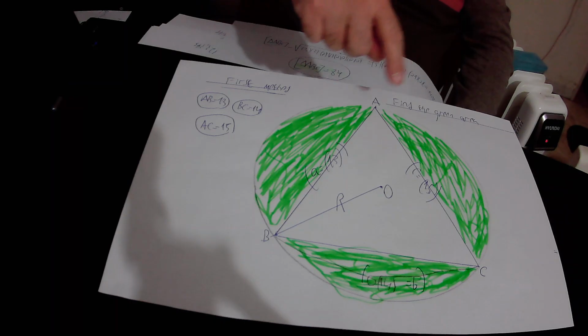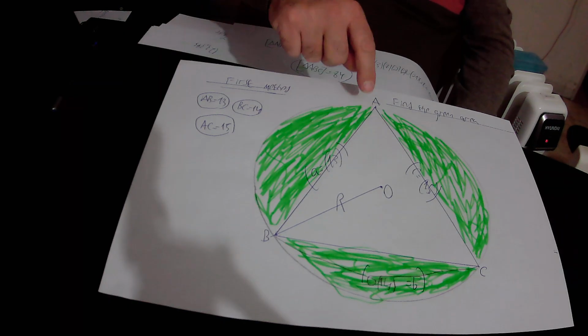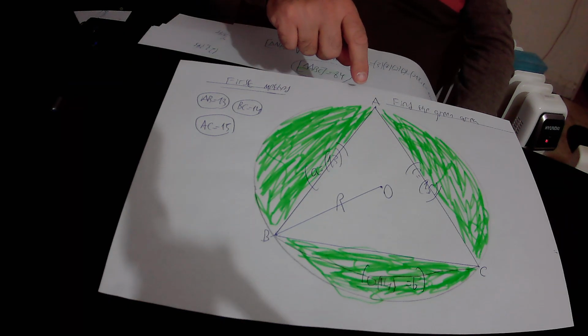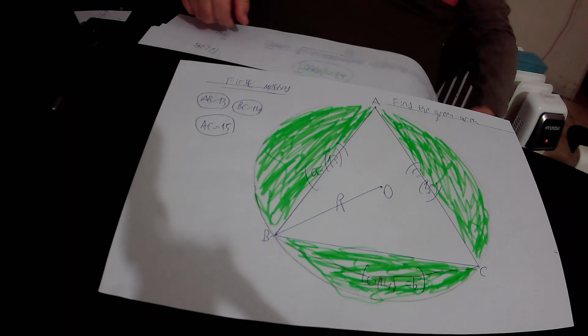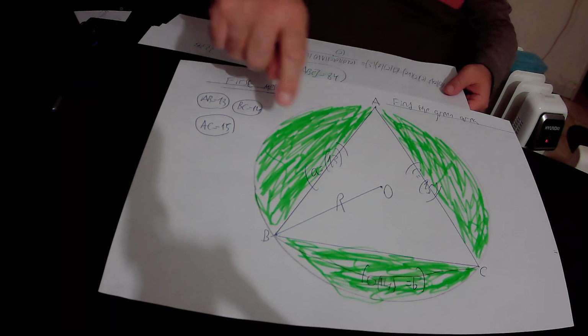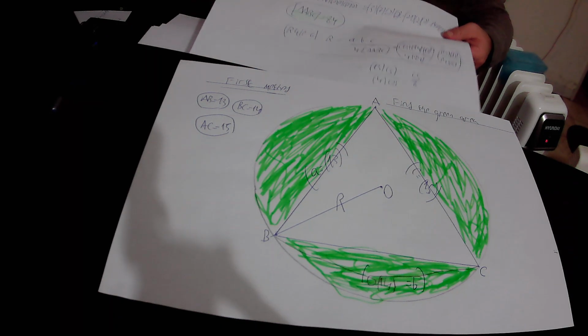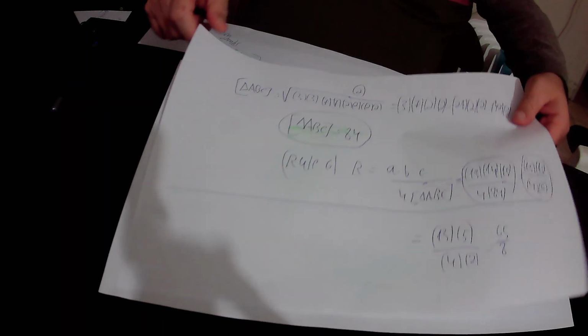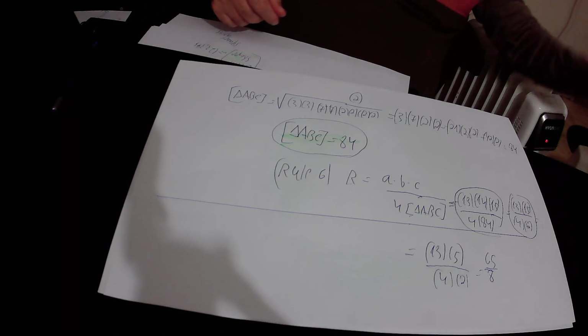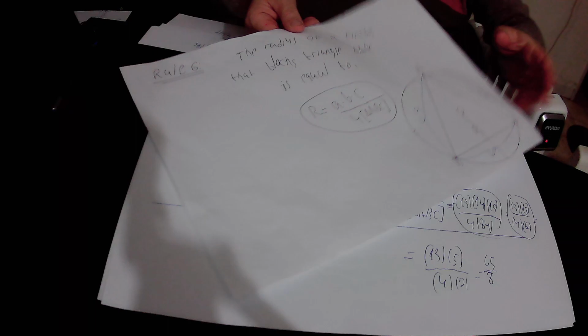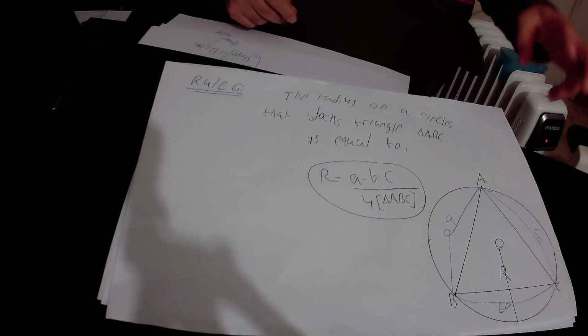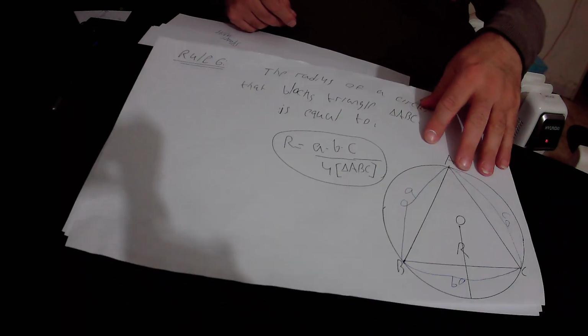And the area of the circle minus the area of triangle ABC, that is 84 square units, must be equal to the area of the green shape. In order to find out the area of the circle, I presented to you rule number 6, and we implemented rule number 6 in our drawing. Rule number 6 talks about the radius of a circle that blocks triangle ABC.